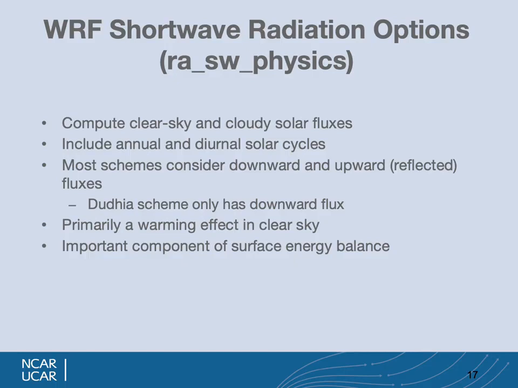So in the shortwave, we're computing the clear sky and cloudy solar fluxes. It includes annual and diurnal solar cycles, of course, and most schemes will consider the downward and upward reflected fluxes. The simple scheme that I have was only a downward flux. Basically, anything reflected is lost immediately. Primarily, it's a warming effect in clear sky, and it's an important component of the surface energy balance.